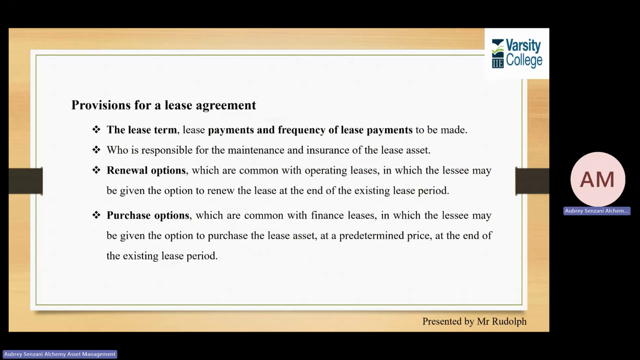Just in time. So here now they're just speaking to the provisions for a lease agreement. So obviously you have a lease term. How long is this agreement for? How much are we paying on each installment for the lease, and then the frequency of lease payments? Is it monthly? Is it weekly? Is it bi-monthly? What's the story? Or is it an annual subscription or payment, should I say? Who is responsible for maintenance and insurance?